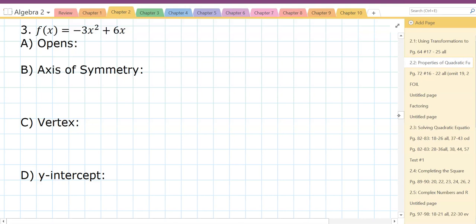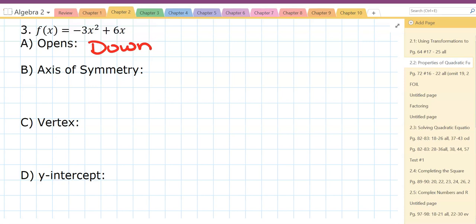So do you think that this graph is going to open up or open down? Opens down because it's negative 3. You all see that? Yes. Okay. So negative 3 means that it's going to open down. That's going to be the only difference between what we've been seeing and what we're going to see this time: the graph is going to flip directions.